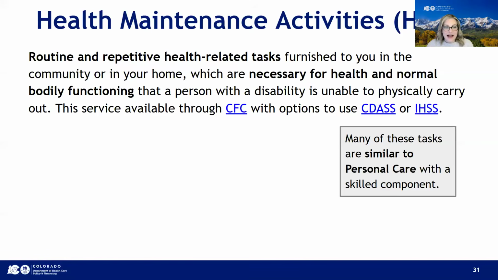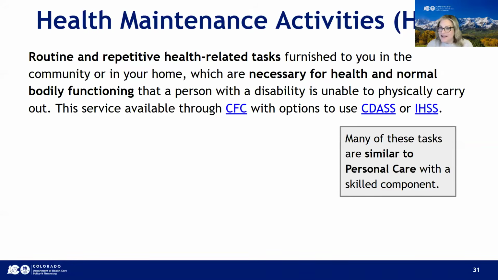Next, we're going to move into health maintenance activities. Health maintenance activities are skilled, routine, and repetitive health-related tasks that are furnished in your member's home or in the community. These services must be necessary for health and normal bodily function that a person with a disability is unable to physically carry out. This service is available through Community First Choice.